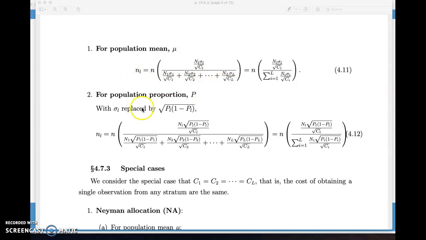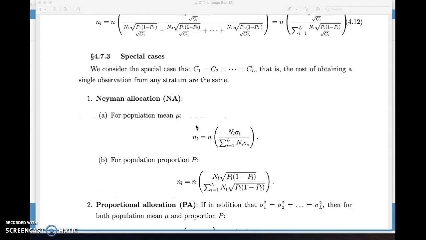For population proportion, we can replace sigma L by the square root of proportion PL multiplied by 1 minus PL. It's just the same thing. We just replace sigma L by the square root of P times 1 minus P.